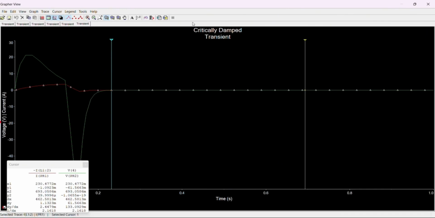You notice that it drops smoothly and stops exactly at the zero line without crossing it. There's no ringing and no long tail. This confirms that 100 ohm is the ideal resistance to stabilize this system as fast as possible.